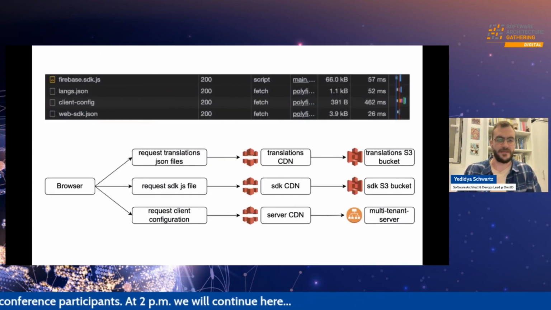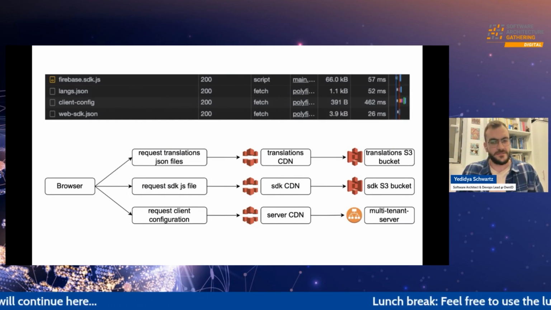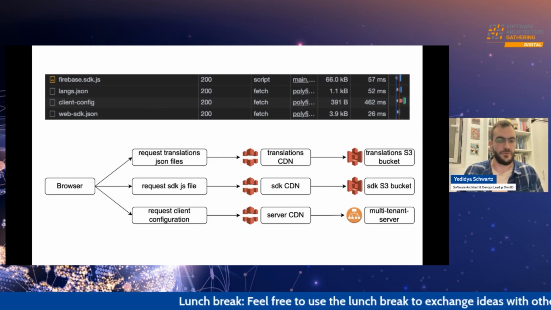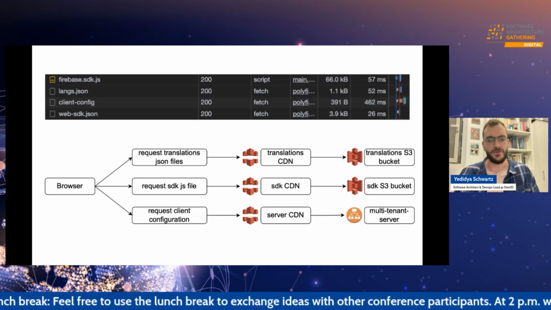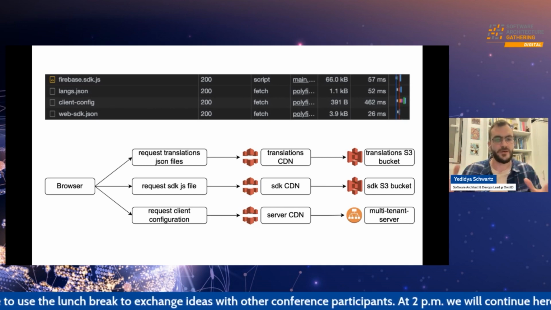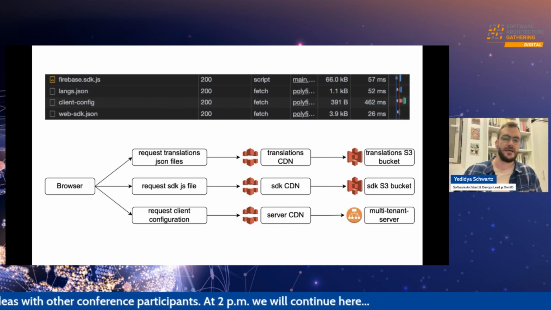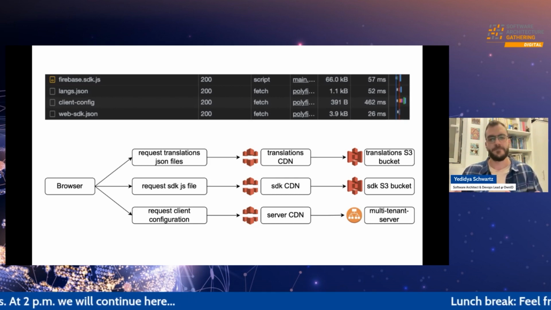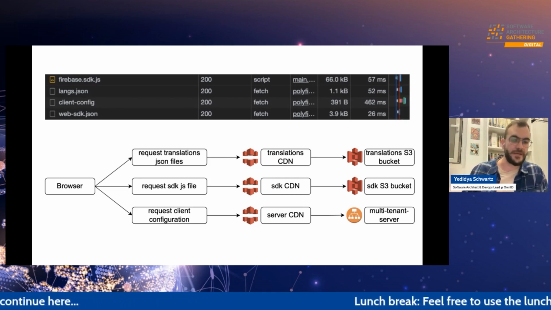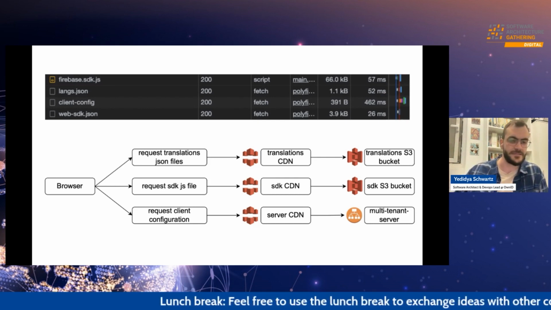That's what we had at the end of 2022. These are the requests that had to be sent from the browser in order to load our widget. Translation files, our SDK, dynamic configurations from the server, all the requests are made to a CDN, to several CDNs that reference S3 buckets for static files, that AWS storage service, or a load balancer for dynamic requests that goes to a service that requests the database.